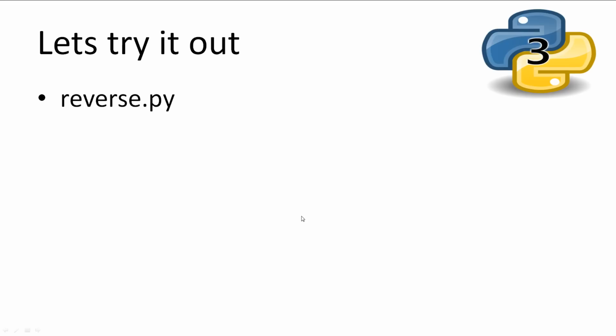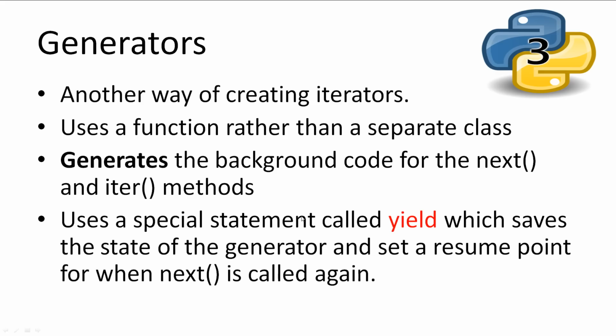So let's move on. Generators are another way of creating iterators, but just in a function. They are quick because they generate all of the background code required for the next and iter methods. The core statement of generators is the yield statement. This saves the state of the iterator and sets the point to resume to when the next method is called.